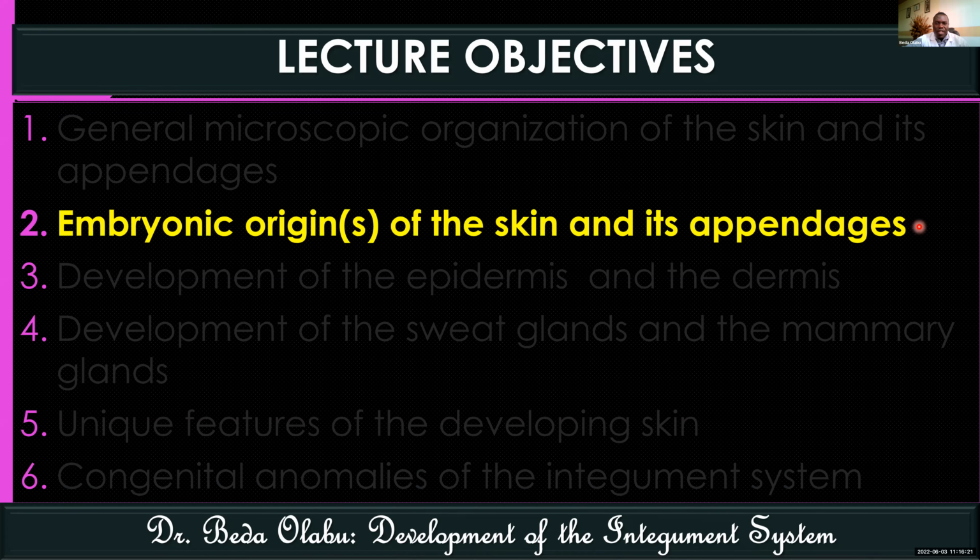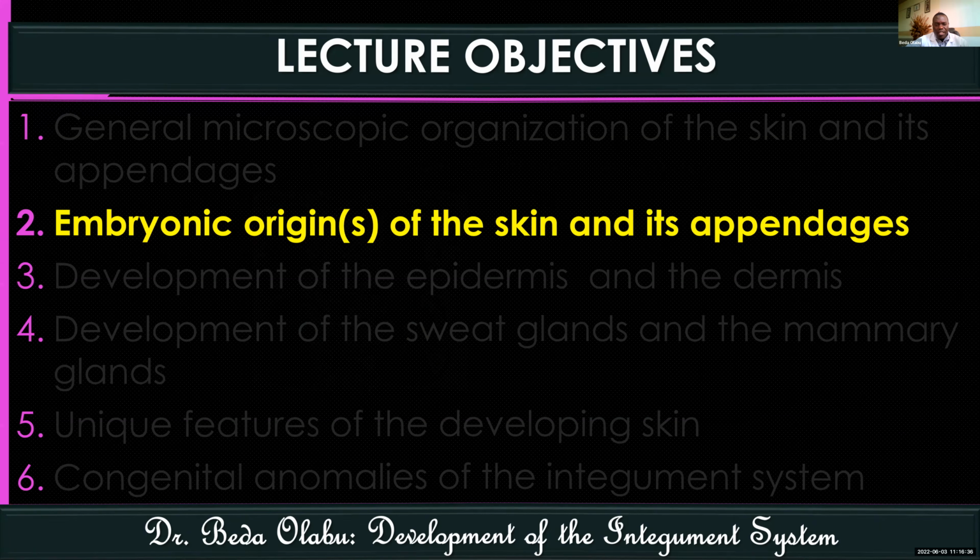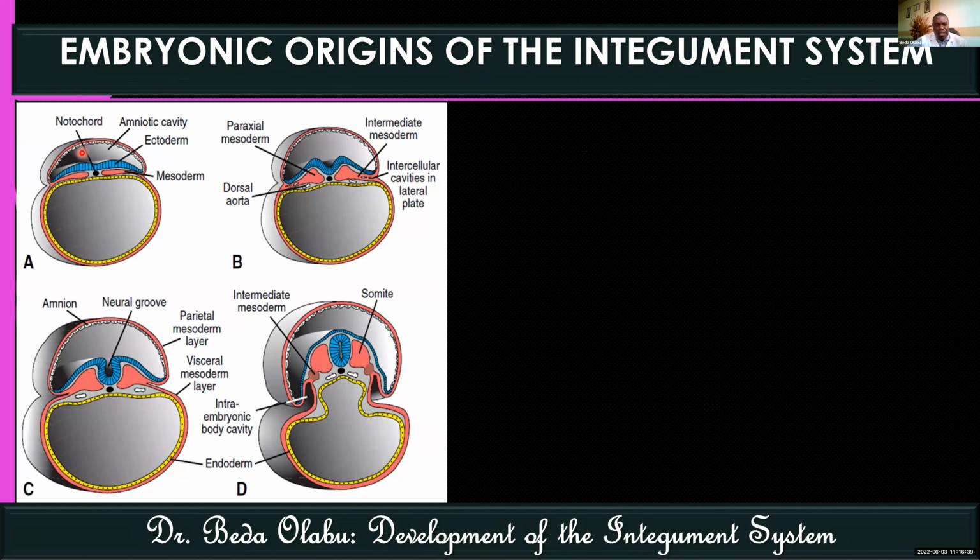So having given us that brief organization of the skin, we can now embark on the subject matter of the class. We start with the embryonic origin of the skin and its appendages. If you remember this particular image of the trilaminar embryo going through how that particular embryo falls into the 4th week and how the 3 layers of the gastrula differentiate, then that would be good for this particular class.